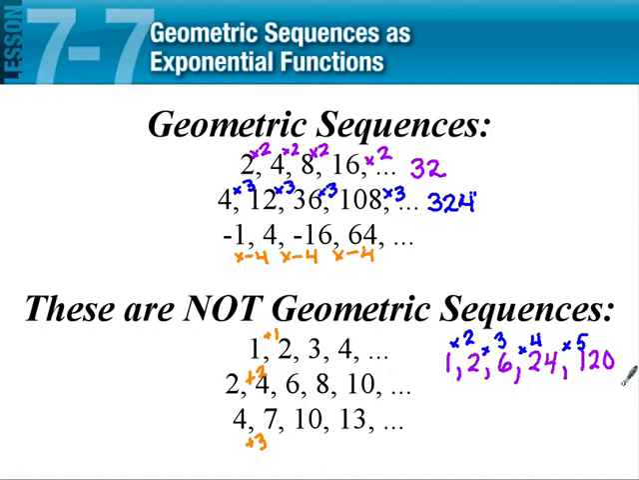Now there's also something known as an arithmetic sequence. In an arithmetic sequence, you have to add the same number every time. Of these, which one would be an arithmetic sequence? 1, 2, 3, 4 would be an arithmetic sequence. 2, 4, 6, 8 is an arithmetic sequence. 4, 7, 10, 13 would be an arithmetic sequence. Would this one be an arithmetic sequence? No. So we call this one neither.